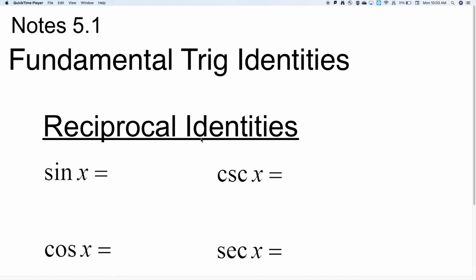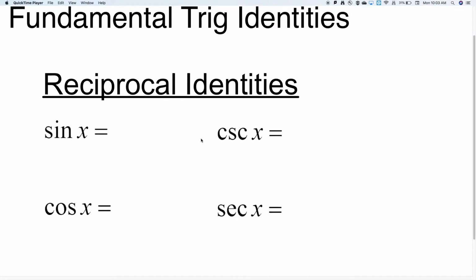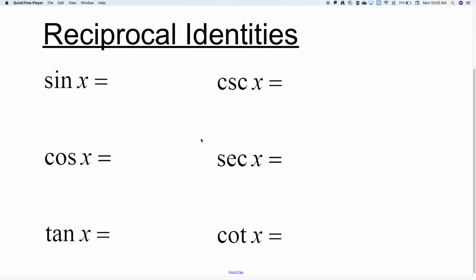These things, I'll tell you, are things you should know for your quiz on Friday. They will not be provided for you, so you have to know what the substitutions allowed are. And we're going to start with the reciprocal identities. Okay.